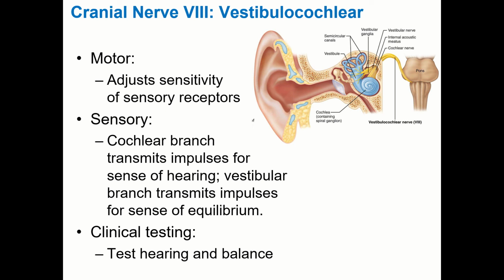From a sensory standpoint, there's 2 branches to this nerve, and you can see them here. So there is the cochlear branch right there, the more inferior of the 2, and then there's the vestibular branch through here.